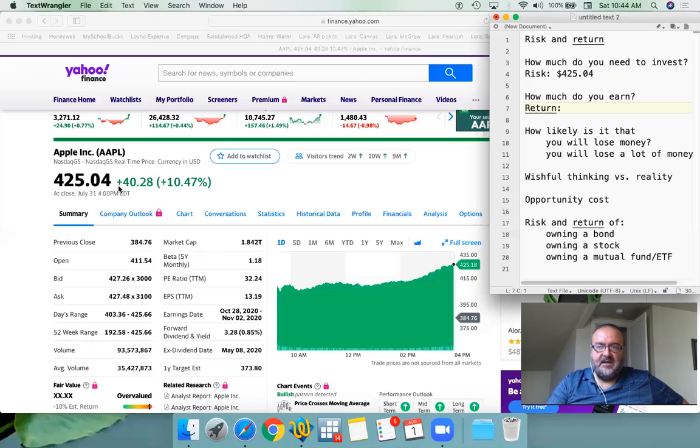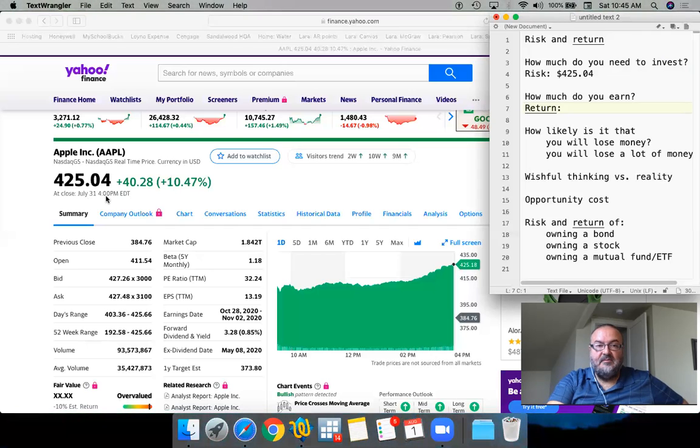If this was a checking account, you put down $425 and you're hoping that you'll get your money back minus some commissions. And some checkings don't have a commission and even pay you a little bit of interest. So that's what we're looking for. Are you getting any interest, any return, any yield on your investment?